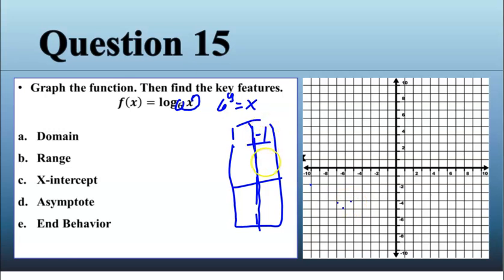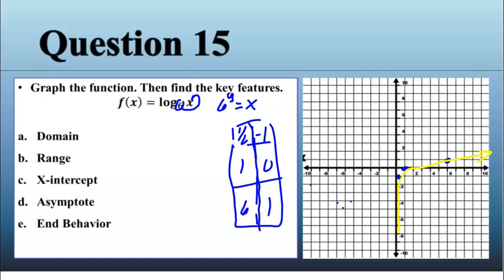So if I put this as negative 1, 0, and 1, so if I put 6 to the negative first power, that's 1/6. 6 to the 0 power is 1. And 6 to the first power is 6. Now I can just plot those on here. So 1/6 and negative 1, that would be roughly here. Then we got 1, 0. And then we got 6, 1. So the graph would look something like that.